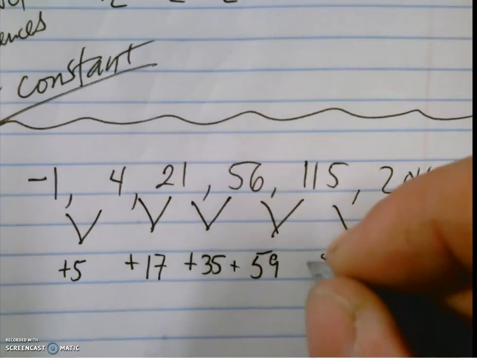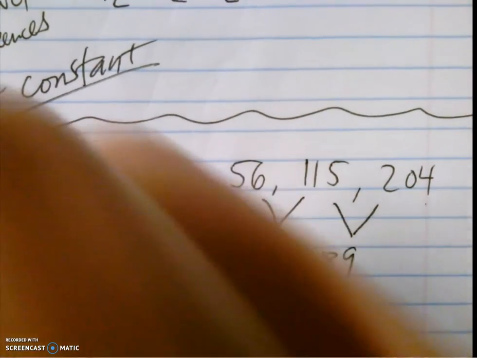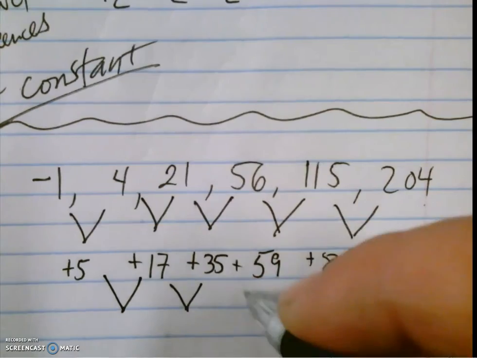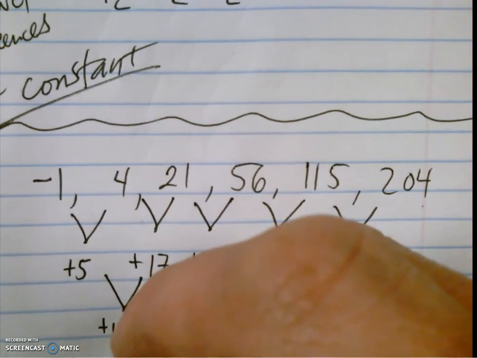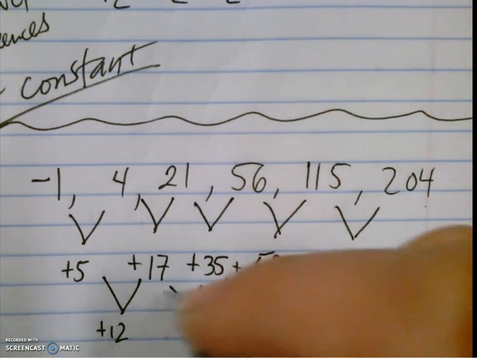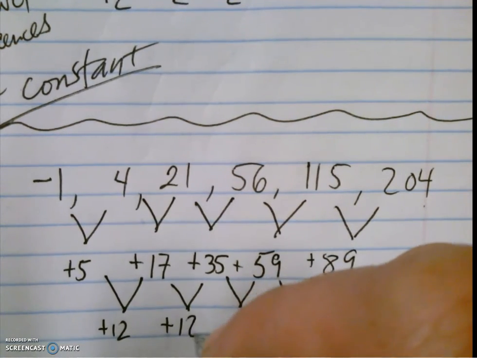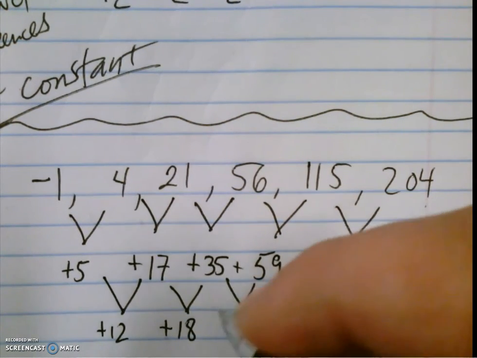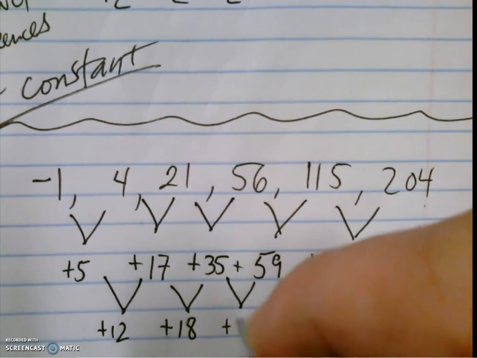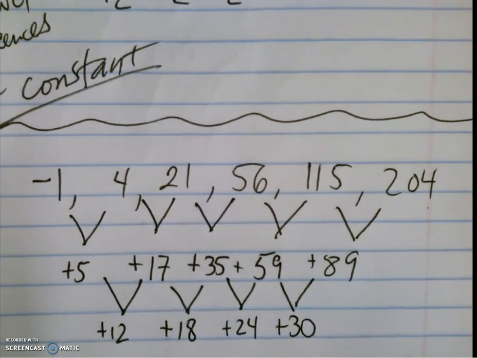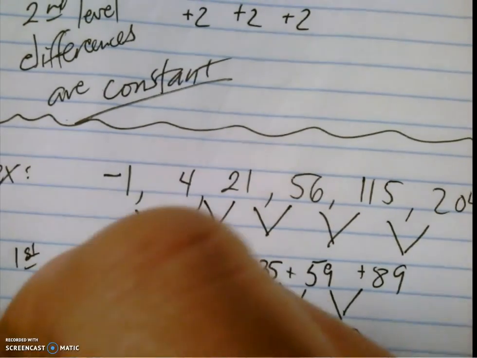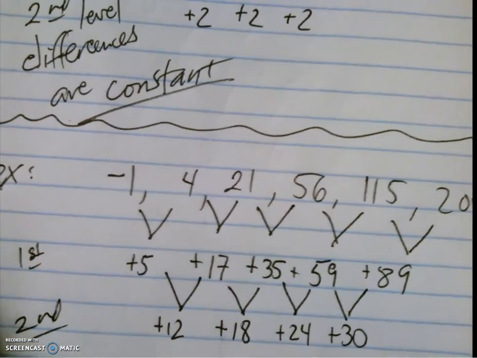So no pattern here. No pattern. That's first level. So we're going to go down to second level. 5 to 17 is plus 12. 17 to 35 is plus 18. 35 to 59 is plus 24. And 59 to 89 is plus 30. Again, first level, second level. We still didn't see any patterns, so let me zoom this out a little bit.